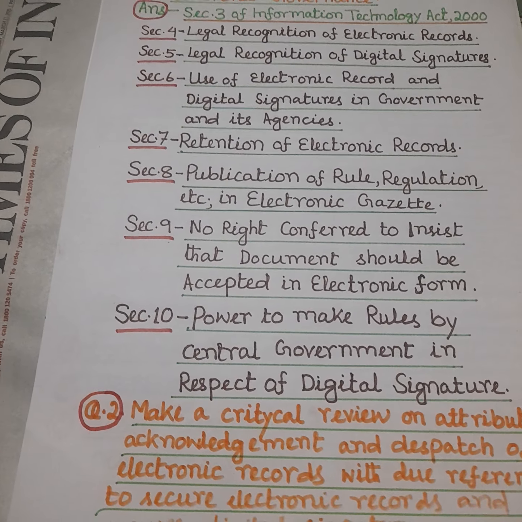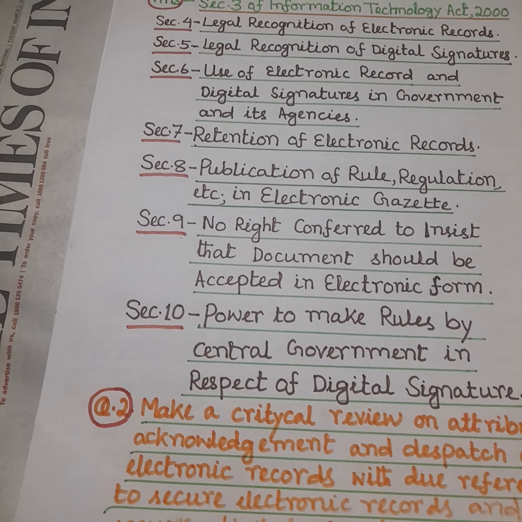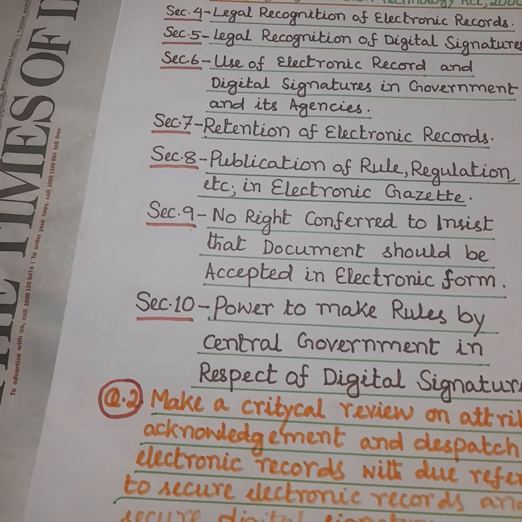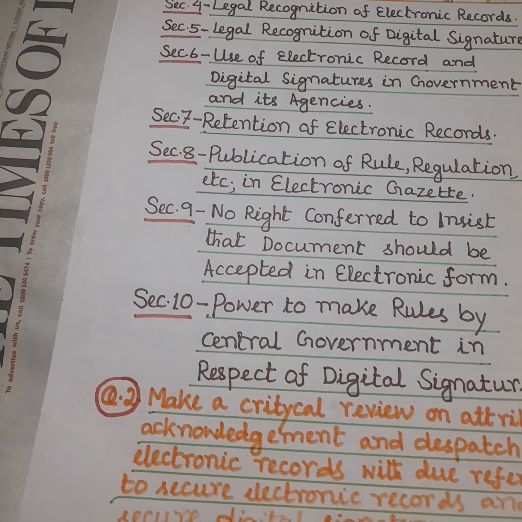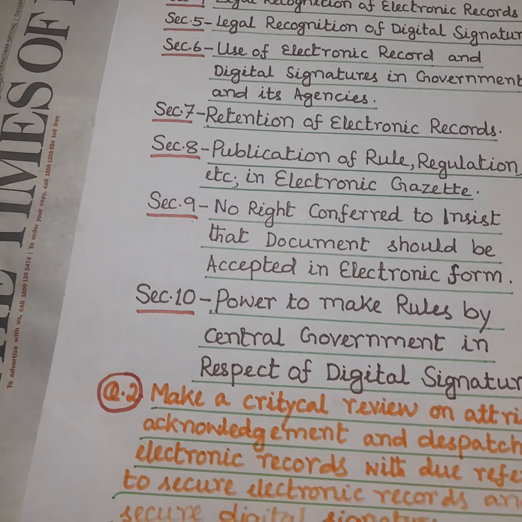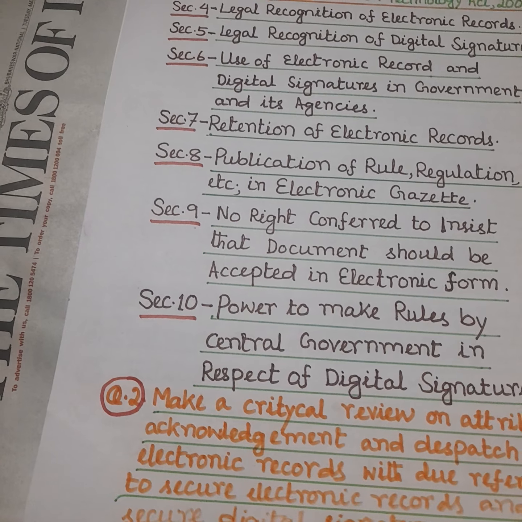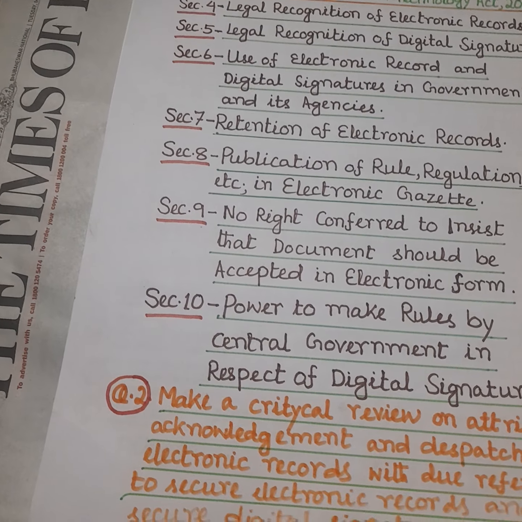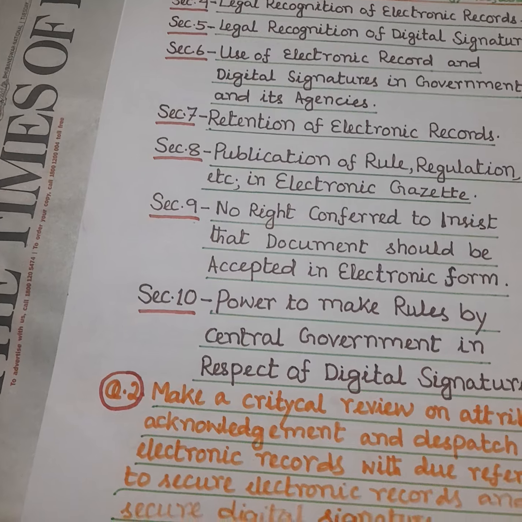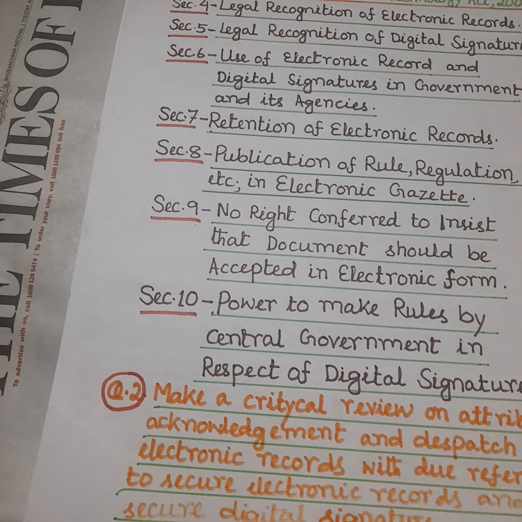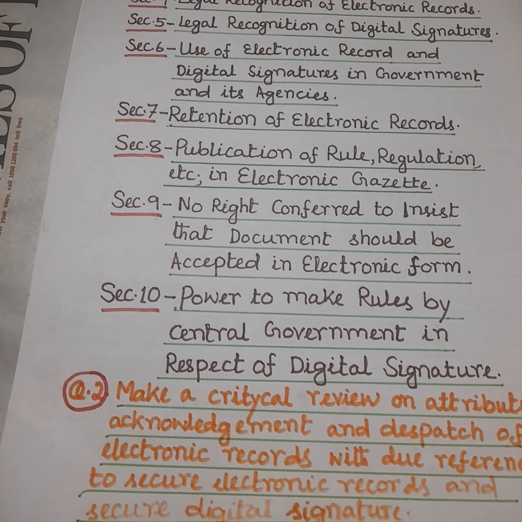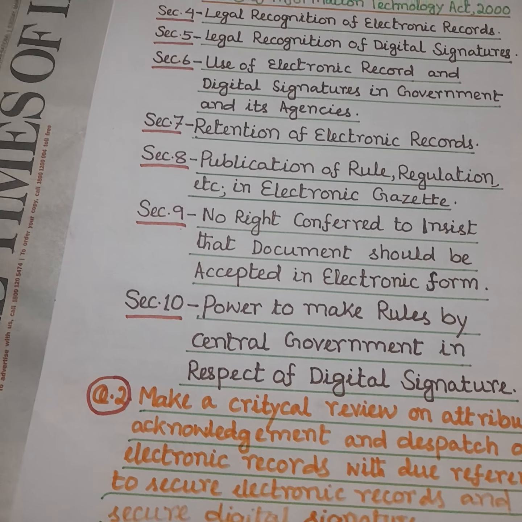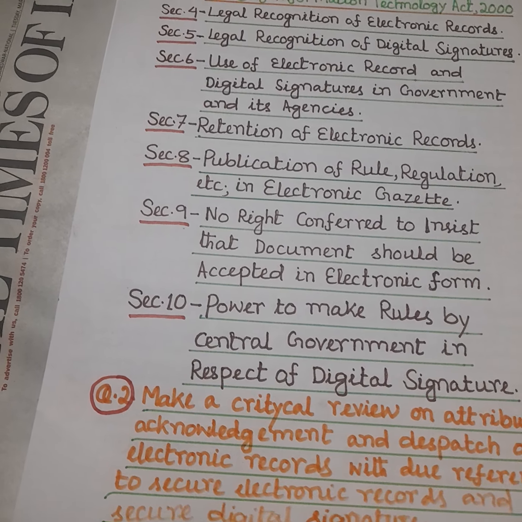Section 5 of the Act provides legal recognition of digital signatures. According to this section, where any law provides that information or any other matter shall be authenticated by affixing the signature, or any document shall be signed or bear the signature of any person, then notwithstanding anything contained in such law, such requirement shall be deemed to have been satisfied if such information or matter is authenticated by means of a digital signature affixed in such manner as may be prescribed by the Central Government.